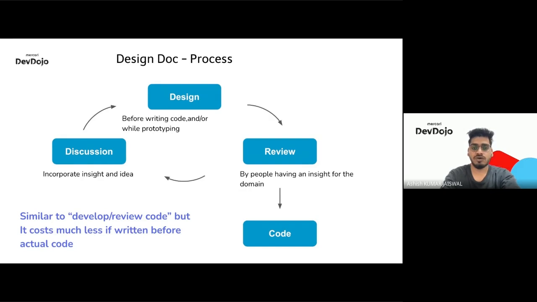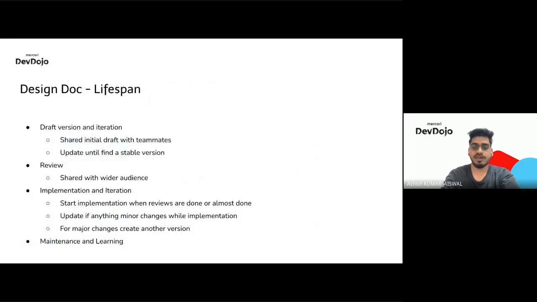Okay, so moving on, what's the lifespan of a design doc? As I mentioned, you can think of a design doc as a historical document that can be referred to anytime in the future. But in a nutshell, the lifespan of a design doc is like this: firstly, you start writing the draft version, and once you have the draft version, you can keep on putting the information in the design doc.